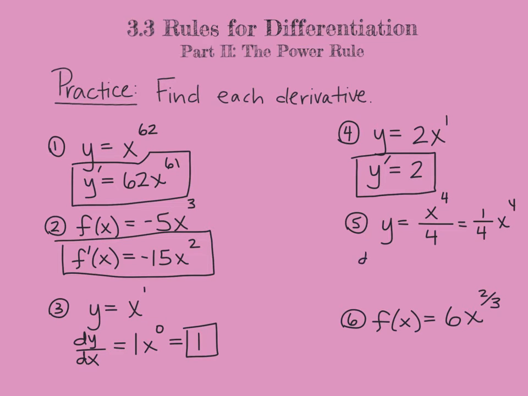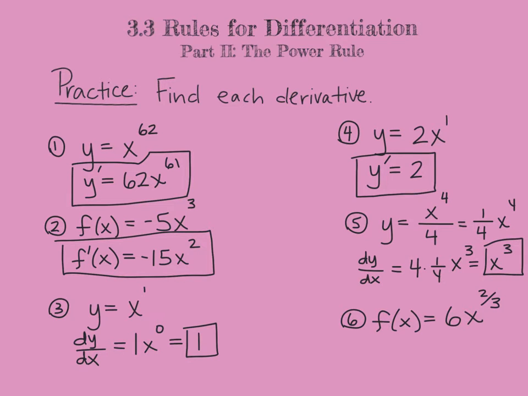Okay, now we can find y prime, or dy dx. Same thing. We'll use the power rule. We bring the 4 out front. So we're going to do 4 times 1/4, and I'll write this out. 4 times 1/4. And then we raise our exponent to 1 less, which is 3. 4 times 1/4 is just 1. So this is just x cubed.